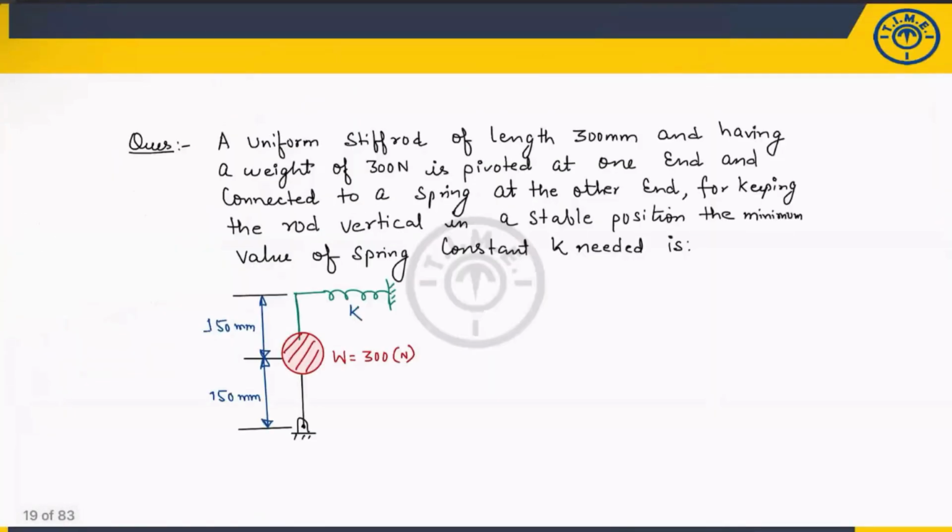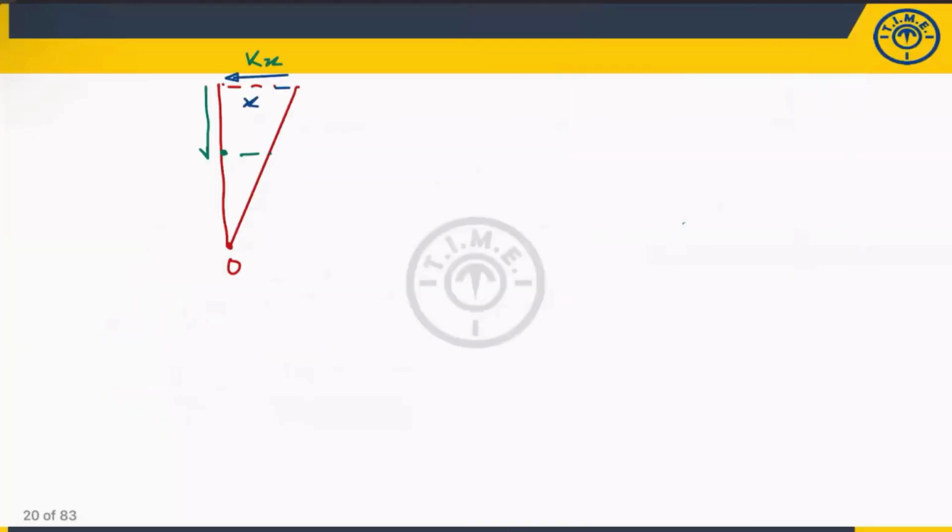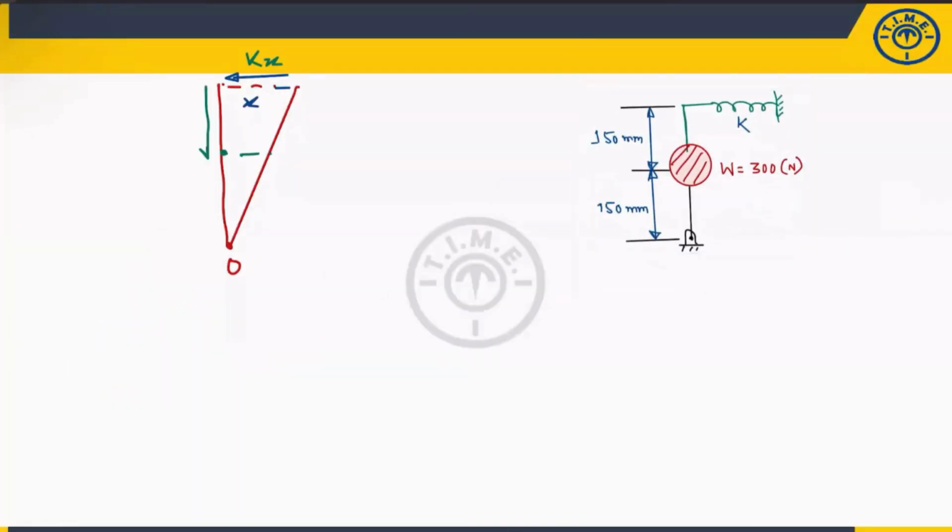This is nothing but, let me take the same figure in the next slide. So this is nothing but 0.15 meter. What is this distance? 0.15 meter only. Now here the mg force will act, which is nothing but 300 Newton, which is given in the question.